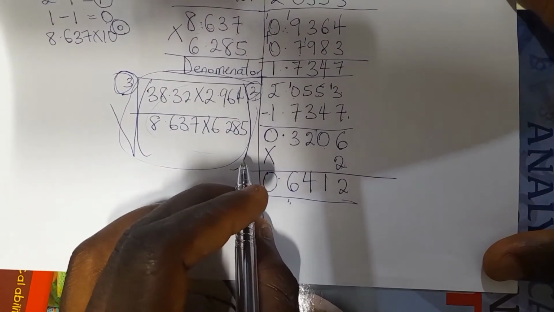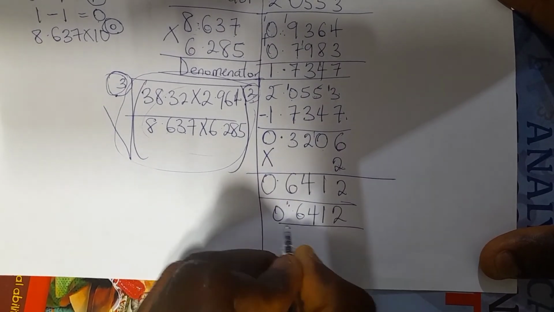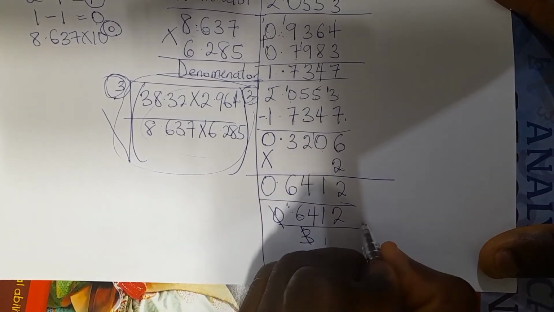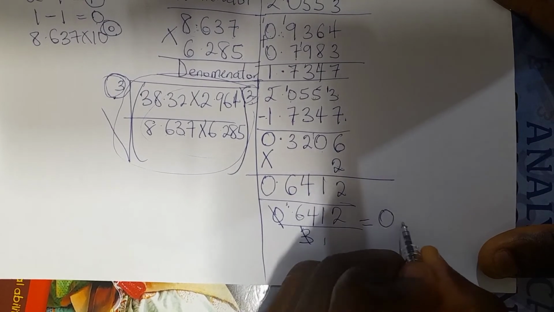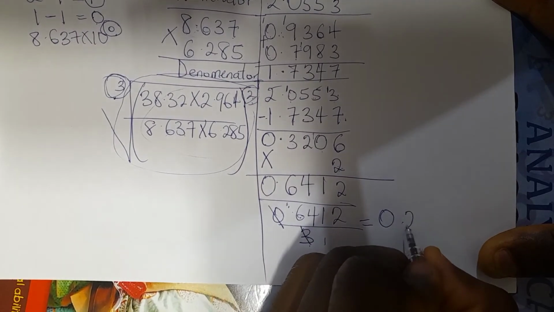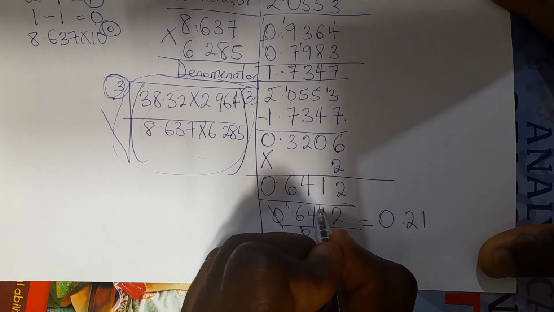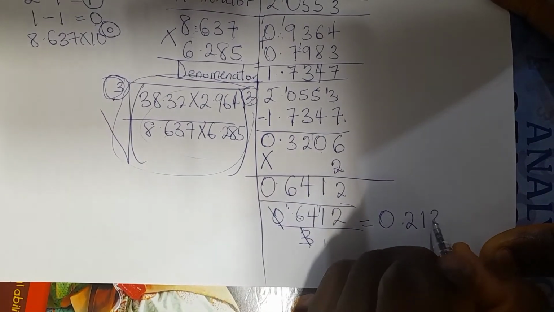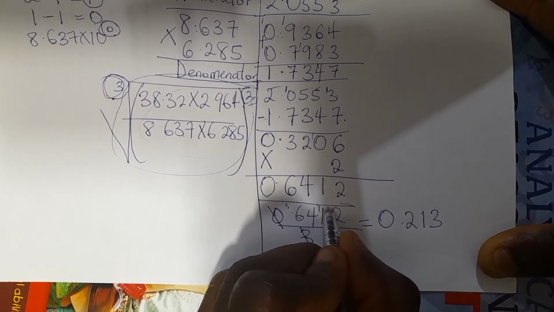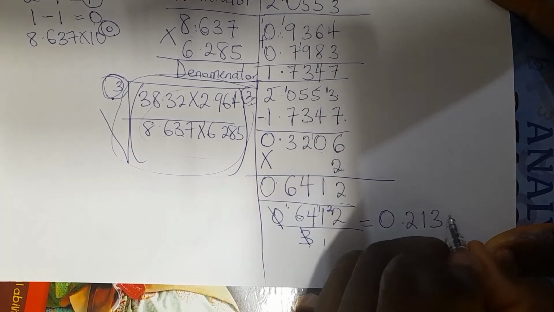What will it give us? Now we have 0.6412 divided by 3. Okay, so 3 here, 1, 3 here, automatically this is 0. Why? It's not possible. So 3 in 6 we have 2. 3 in 4 we have 1. Remainder 1. 3 in 11 we have 3, which is 3 times 3, 9. So 11 minus 9, 2. So automatically we bring the 2 here. So 3 in 22 we have 7.